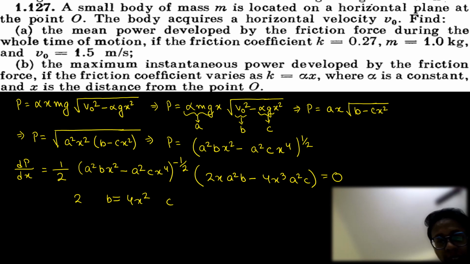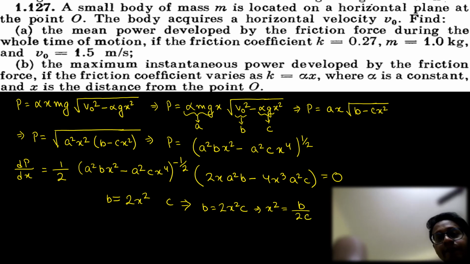2 and 4 would get cancelled. 2 cancelled by 2, so out here 2 becomes 2. Okay, so out here, if I rewrite this equation, b is equal to 2x square c, or x square is equal to b by 2c.